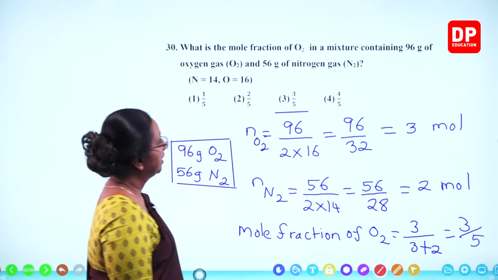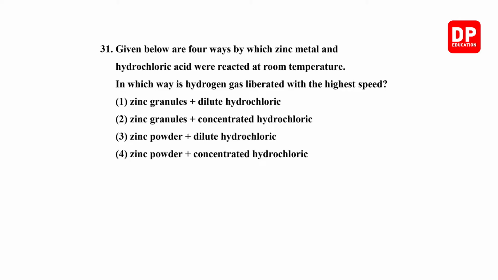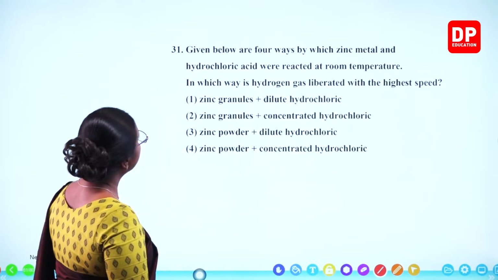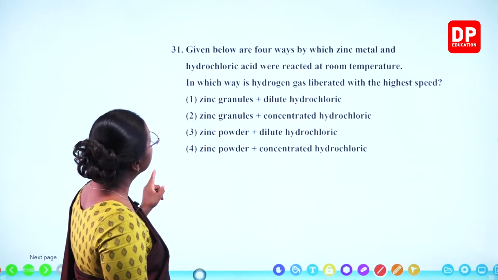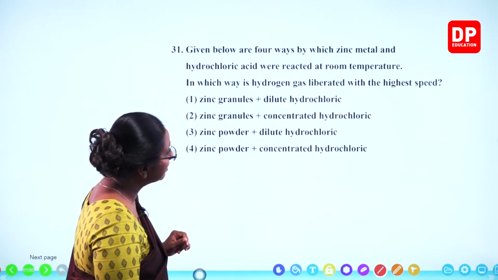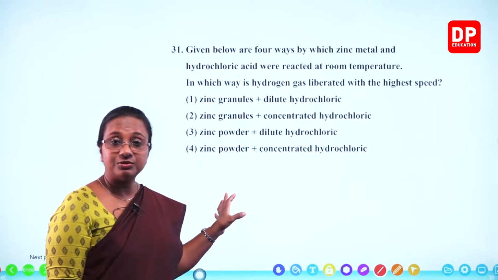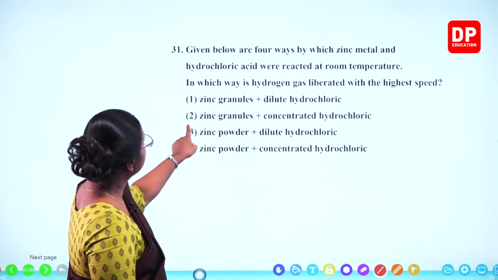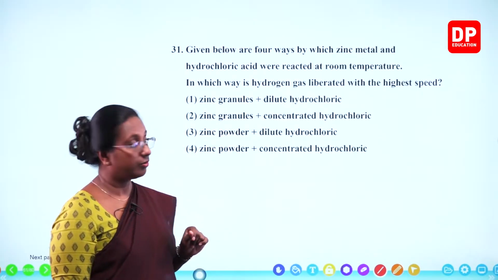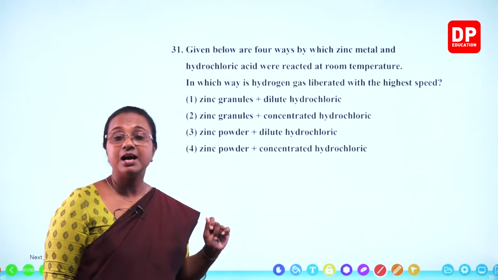Third answer. So that is the answer for the 30th question. Then 31. Given below are 4 ways by which zinc metal and hydrochloric acid were reacted at room temperature. In which way is hydrogen gas liberated with the higher speed? So here you need to understand this is related to the rate of reaction. Zinc granules with dilute hydrochloric acid. Then zinc granules with concentrated hydrochloric acid. Zinc powder with dilute hydrochloric acid and zinc powder with concentrated hydrochloric acid.